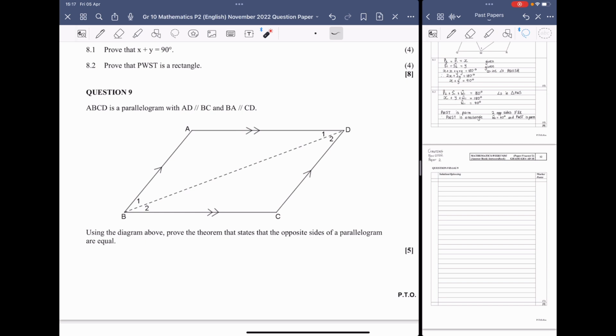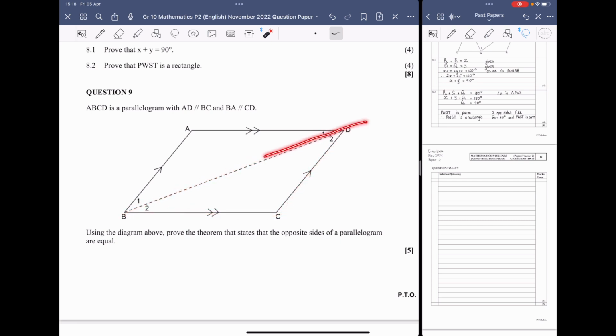Question 9, we're given a parallelogram ABCD and we're told that AD is parallel to BC and BA is parallel, excuse me, to CD, as we would expect. And using the diagram above, we want to prove the theorem that states that the opposite sides of a parallelogram are equal. So I can do this by proving congruent triangles because, first of all, I've got this common line DB. So I'm looking at two triangles. It's going to be BAD and BDC.